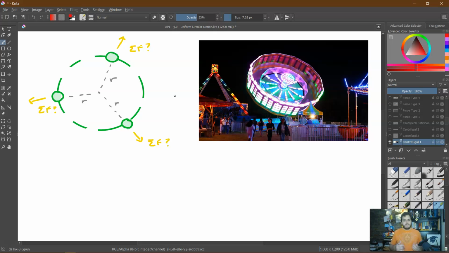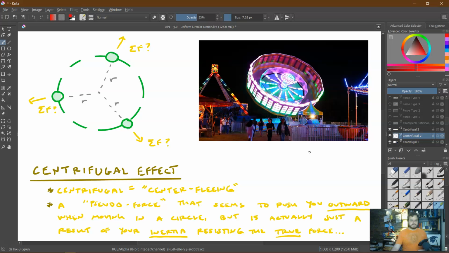And so you might be thinking, obviously, if I'm going in a circle, the force is out. And it's understandable why you'd think that, but it's wrong. This is something actually known as the centrifugal effect. So what exactly is the centrifugal effect? Well, the word centrifugal means center fleeing, so essentially outward from the center of the circle. And this is really just a result of your inertia.